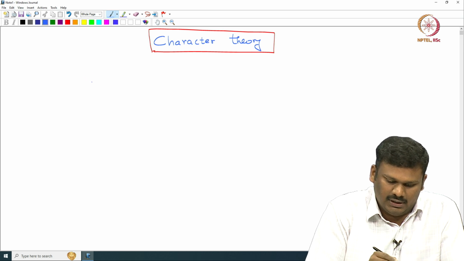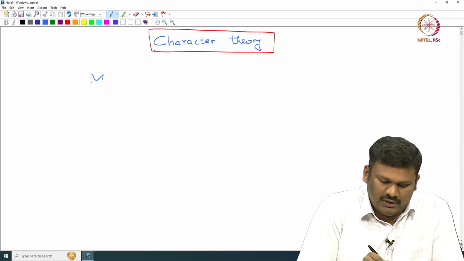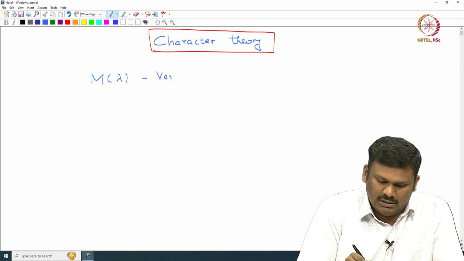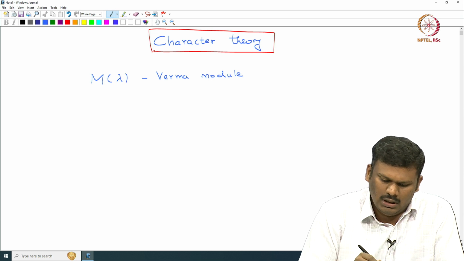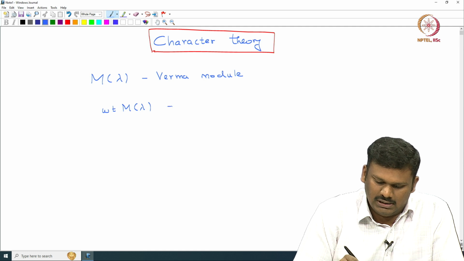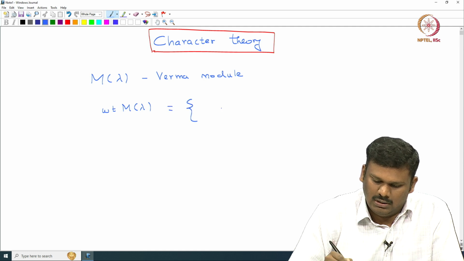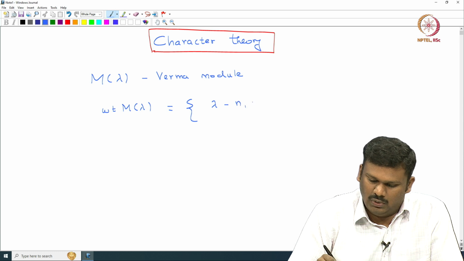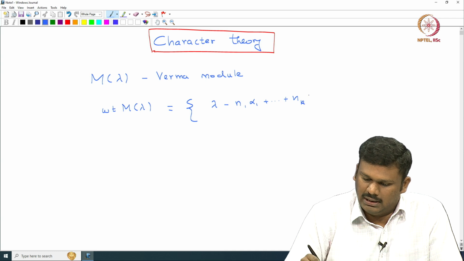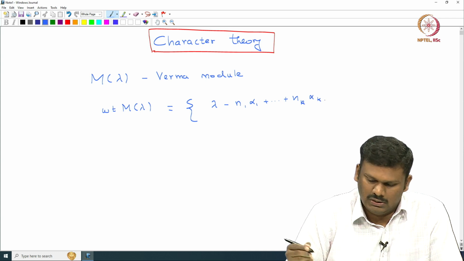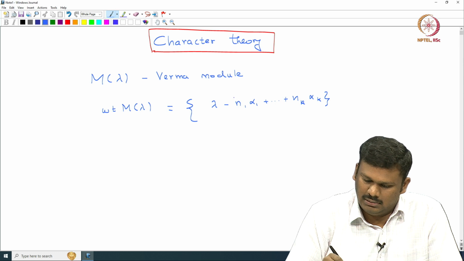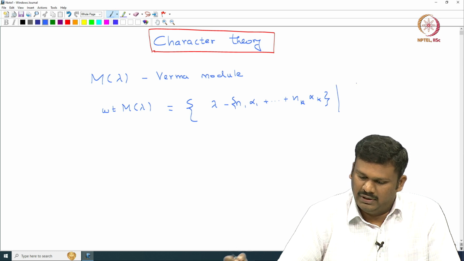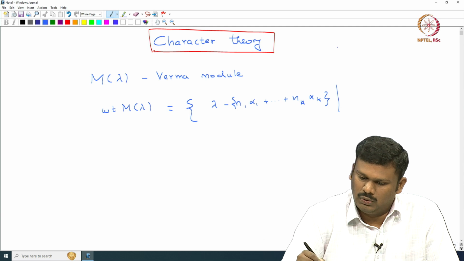So, if we start with for example Verma modules. So, if M of lambda is a Verma module, then the weights of the M of lambda is exactly equal to lambda minus n1 alpha 1 plus etcetera plus nk alpha k. So, let us write this alpha 1 etcetera alpha k to be the positive roots.